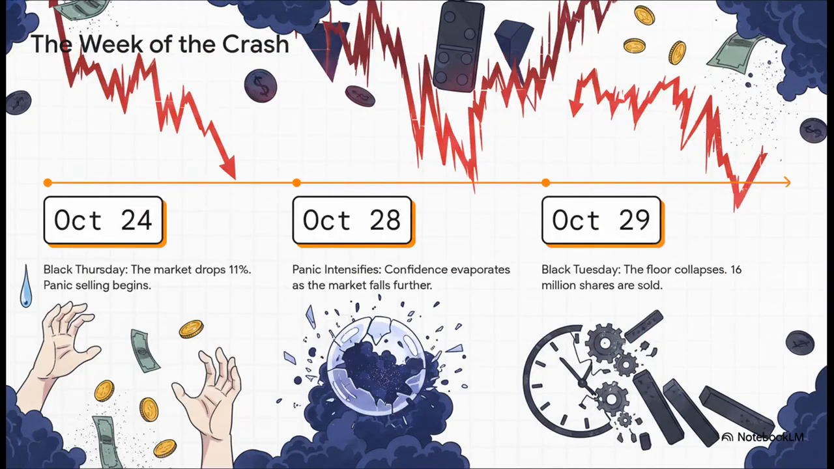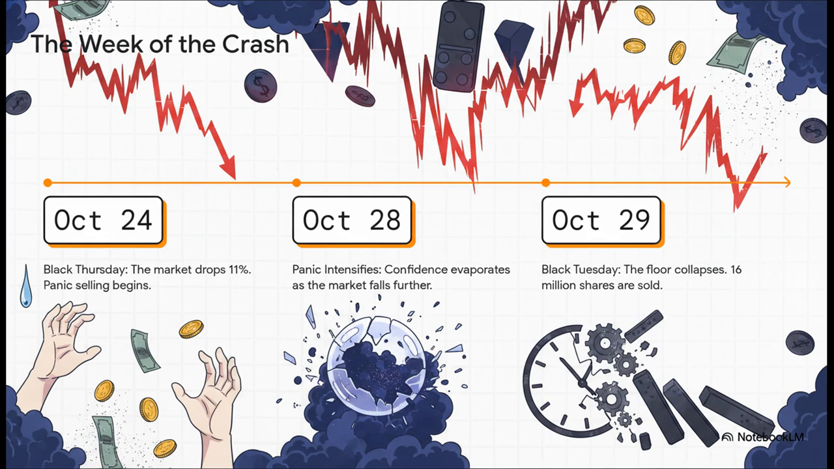And then it happened. In late October of 1929, the bubble burst with a bang. It all started on a Thursday. They call it Black Thursday, when the market suddenly dropped 11%. Panic started to set in. Over the weekend, that panic just festered, and by Monday, confidence was completely gone. The market fell another 13%. And then came Black Tuesday, the day the floor just fell out from under everyone.